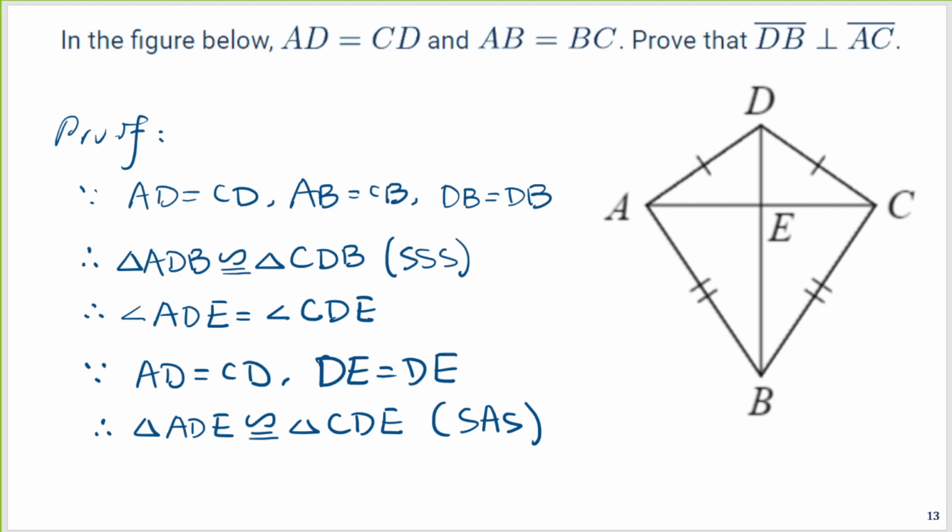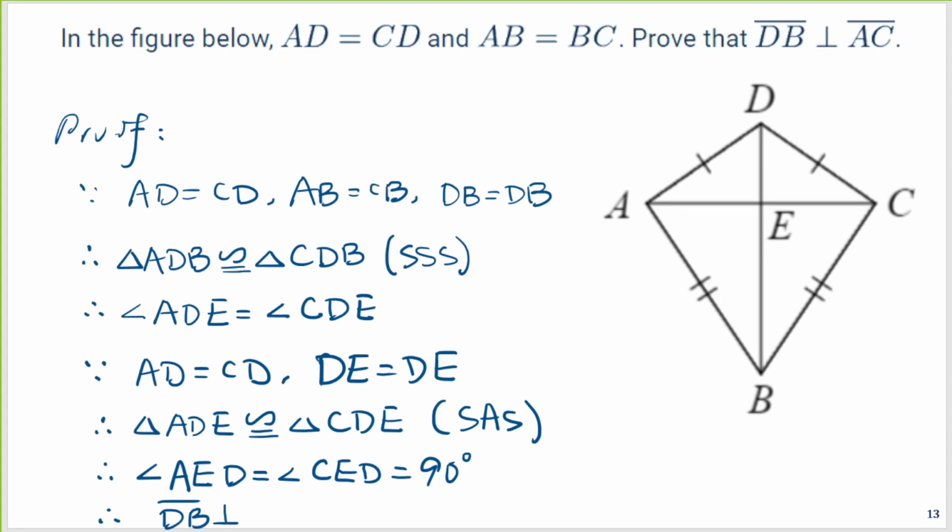So here we are using both SSS and SAS. Therefore, the corresponding parts are equal, which means angle AED equals angle CED, which is 1/2 of 180 degrees, which is 90 degrees. Therefore, we have proved segment DB is perpendicular with segment AC, right? Any questions? All right, if not, let's have a look at the next one.